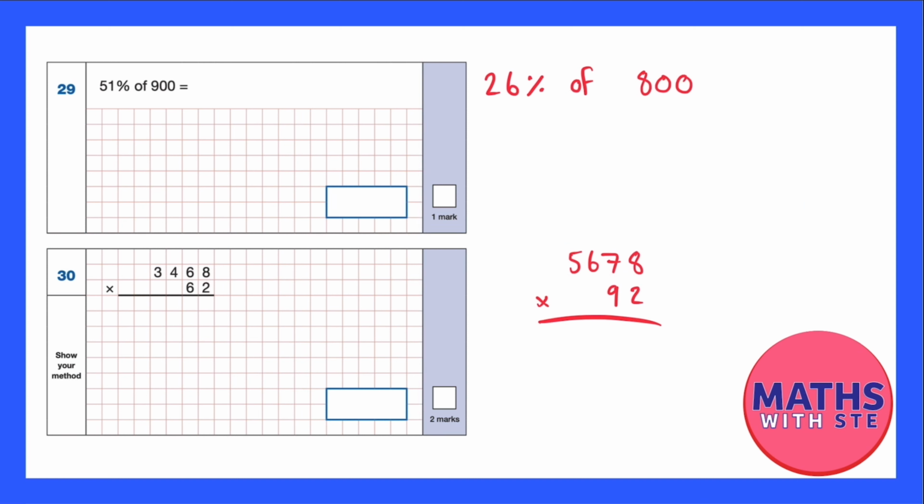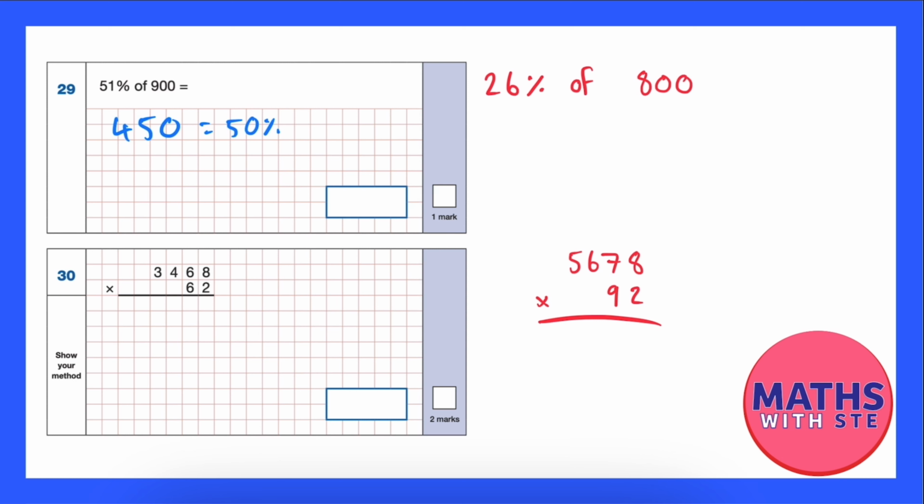Okay, so 51% of 900. Really easy question this actually, isn't it? Because if you think about it, half of 900 is 50%. 50% is a half, isn't it? So what is half of 900? Well, half of 900 is 450. And now we just need to find out what 1% is. So half is, let me just put that there, that is equal to 50%.